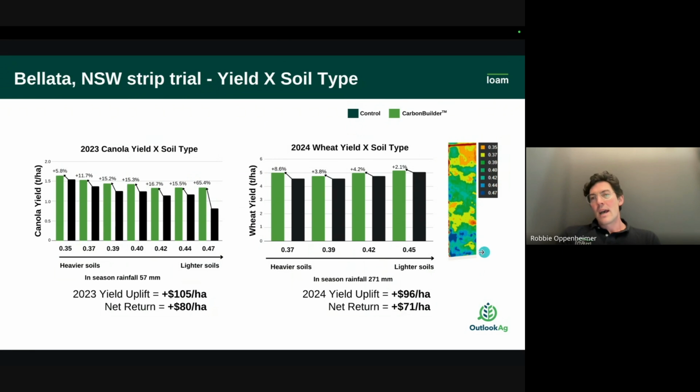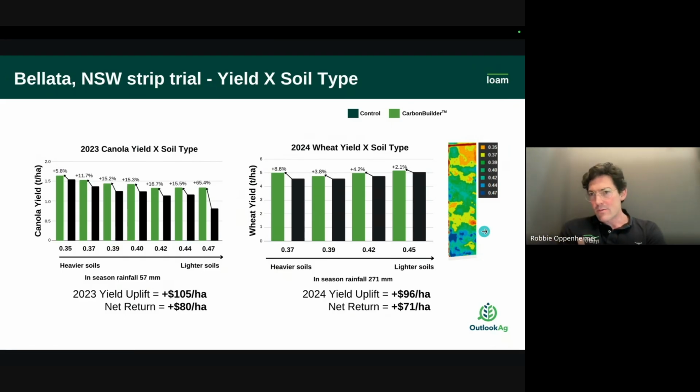So same trial design where they had alternating treated, untreated, treated, untreated, treated, untreated strips in about a 30 hectare area. And in that, they had CarbonBuilder canola in the treated strips in 2023, CarbonBuilder wheat in 2024. It's had a fallow period in 2025. Be really interested to see what's going to happen if we come back in 2026 at that location.